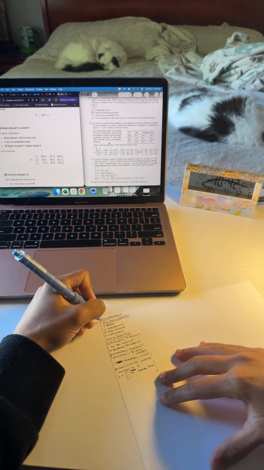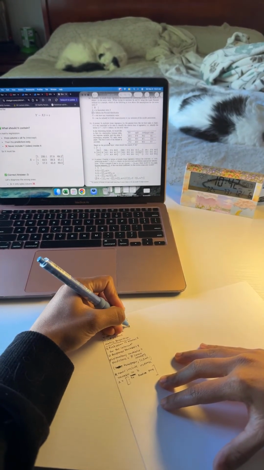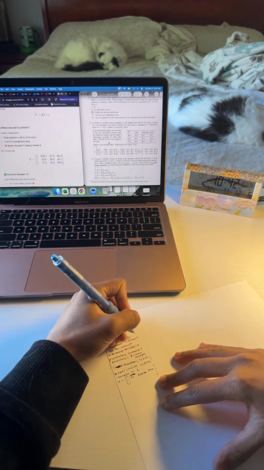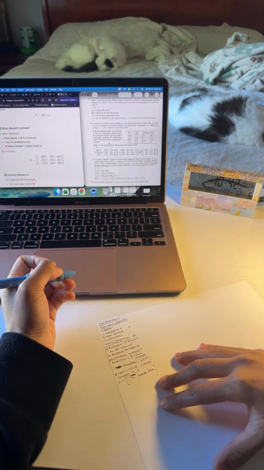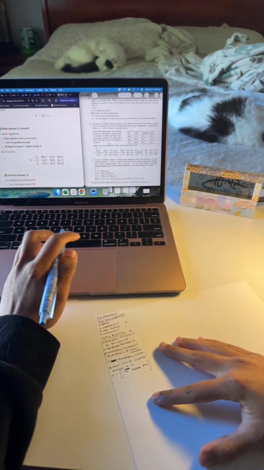So this is part A of midterm 1A, 1B. Alright, so next we have part C.